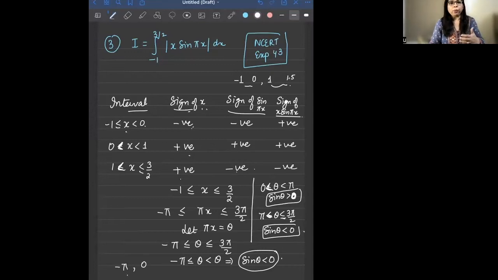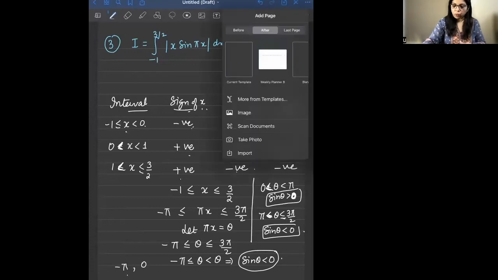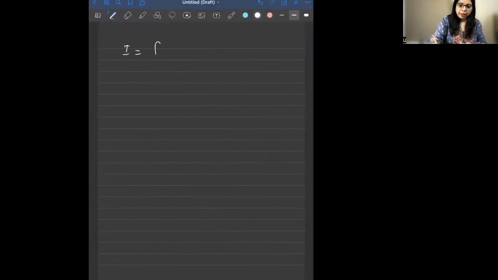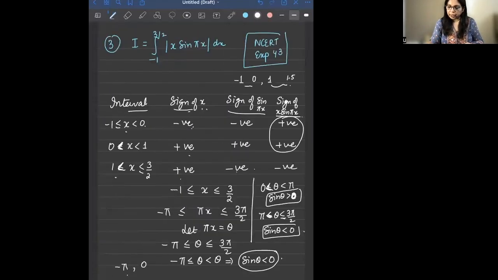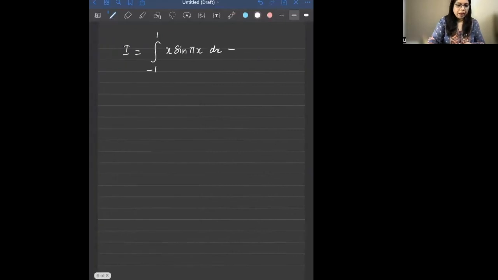सो व्हाट वी कैन डू कि माइनस देखो माइनस 1 टू 0 एंड 0 टू 1 के बीच में ओवरऑल साइन इज कमिंग टू बी पॉजिटिव. दैट मीन्स वी कैन टेक द interval, we can combine this interval from minus 1 to 1. So integral can be written as minus 1 to 1 and this is positive. So we are taking a positive sign of modulus. Then from 1 to 3 by 2 it is negative. So here we will write negative before the integral x sin pi x dx.